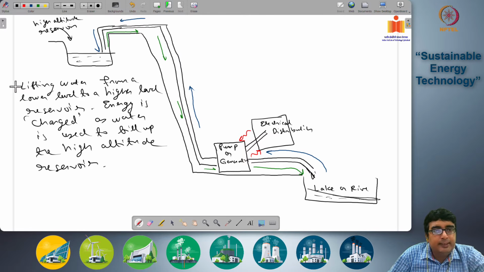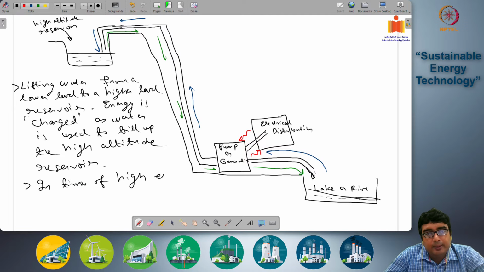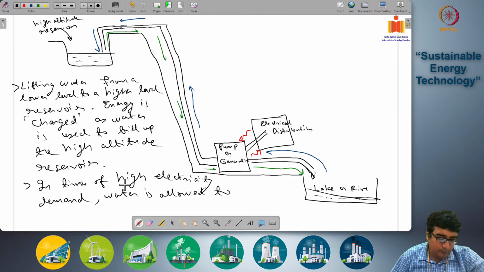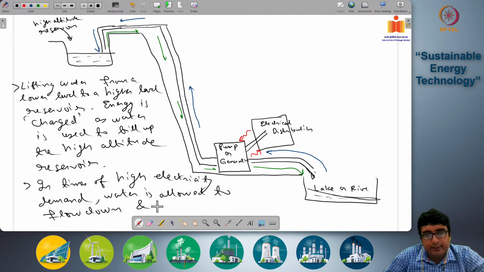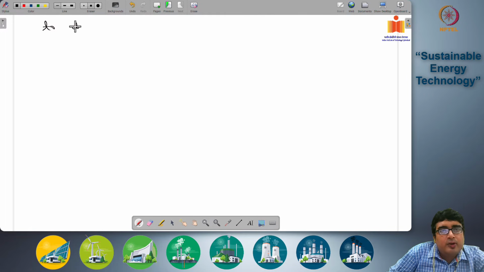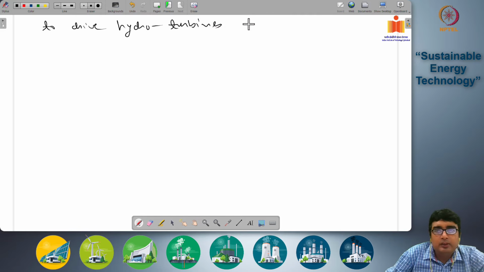Okay. Then in times of high electricity demand, water is allowed to flow down and its kinetic energy is used to drive hydro turbines to generate electricity.